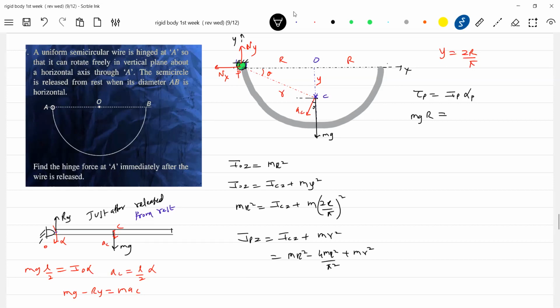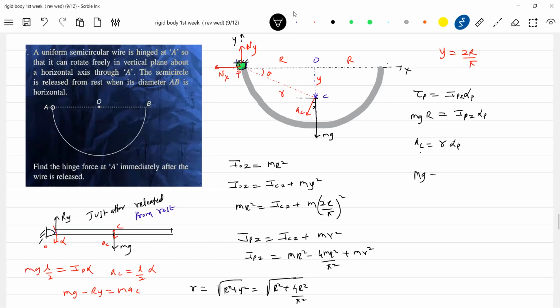What is R? Again, I should write it as root of R square plus y square. So I got I_PZ. This I have to substitute here. After getting alpha_P, then I'll get a_C. What is a_C? a_C should be equal to R into alpha_P. After getting a_C, then let me write the equation.